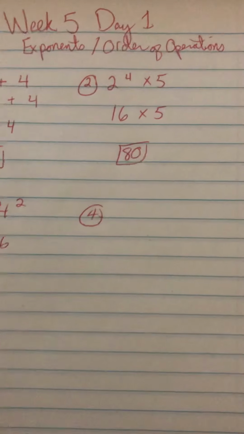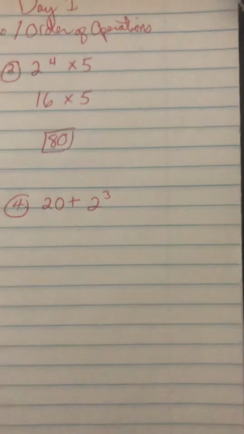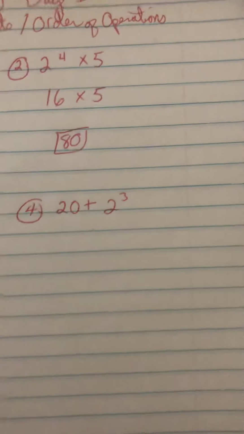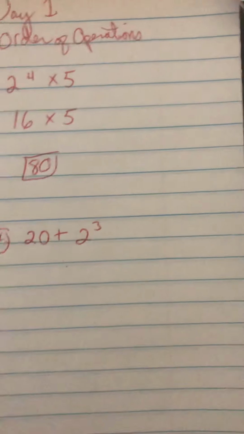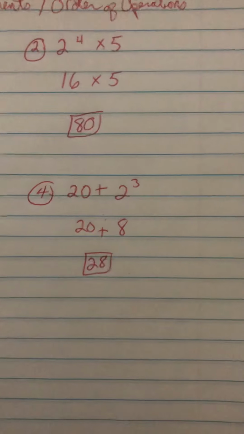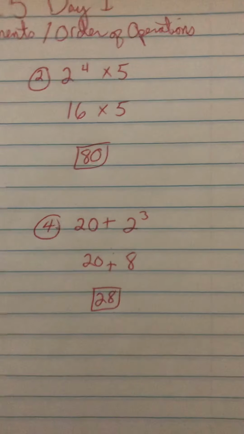All right, so number 4, we have 20 plus 2 to the 3rd power. So 2 to the 3rd power is 2 times 2 times 2. So 2 times 2 is 4, times 2 is 8. So that's 8 plus 20, which gives us 28. And we can check that off appropriately.